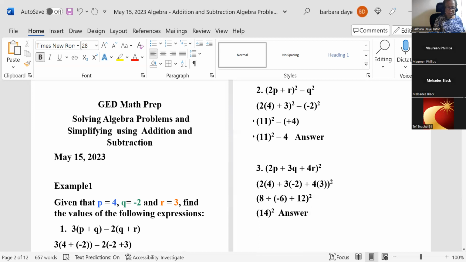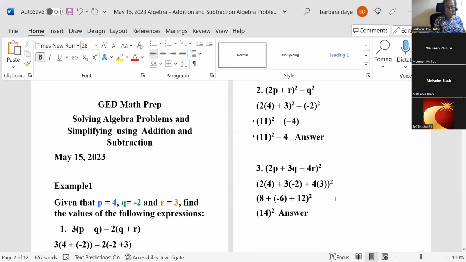Hold up. All of this in parentheses is to the power of 2. Why do you say 4 times? 4 times the 3. You see, you have 3 to the power 2 there, and 4 right here? 4R is 4 times 3, Mercedes.